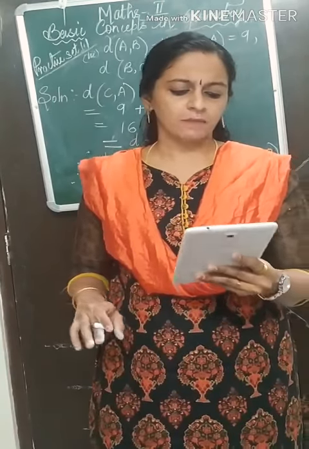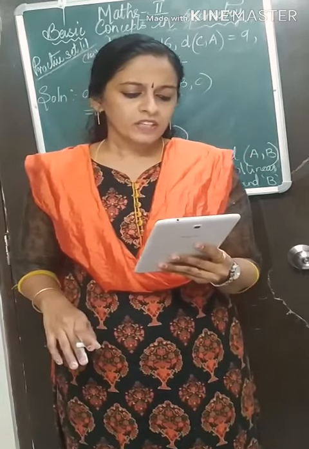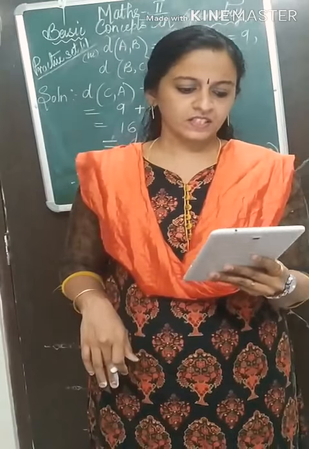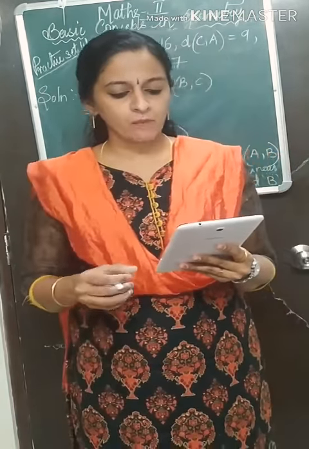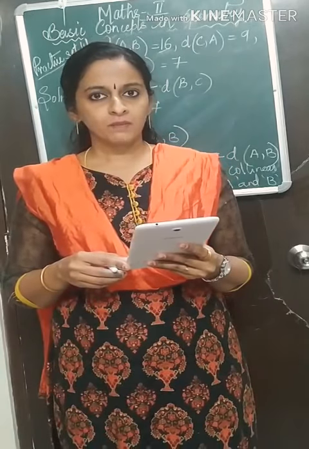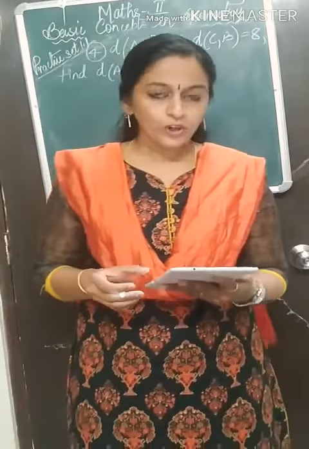Now sixth sum. Distance between D and E is 5. Distance between E and F is 8. Distance between D and F is 6. Similarly, can you solve this? Try it out.